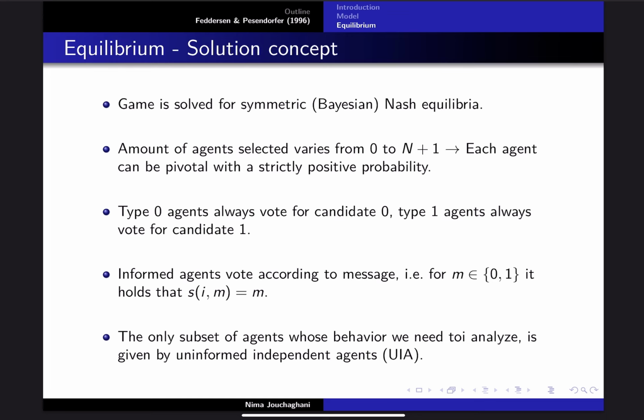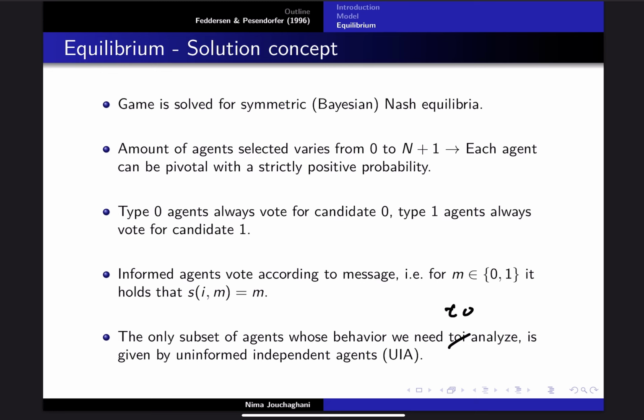Independent informed voters always vote according to the message that they receive, and this again is not strategic. They do not consider the behavior of other agents when determining their own voting behavior. As a consequence, there is only one subset of agents whose behavior we need to analyze. So it should be 2 here.